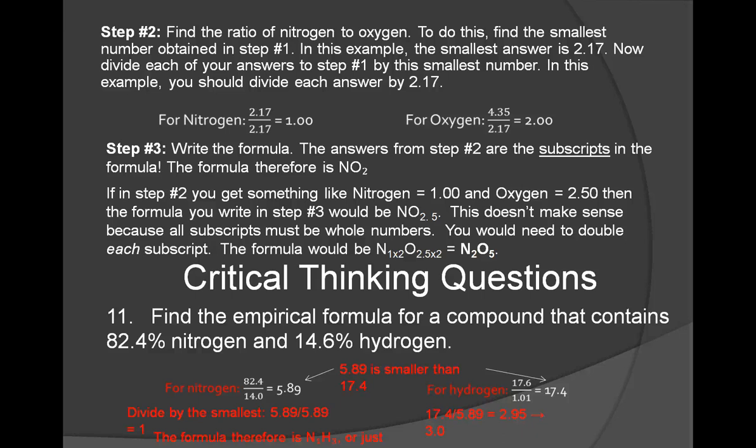For nitrogen, 2.17 over 2.17 equals 1. For oxygen, 4.35 over 2.17 equals 2. Step 3. Write the formula, NO2.